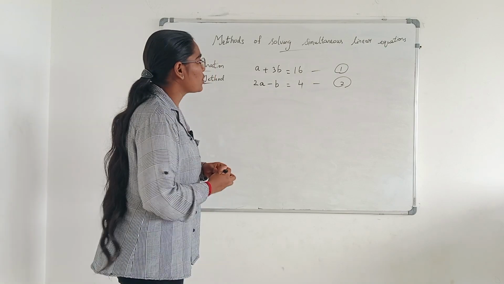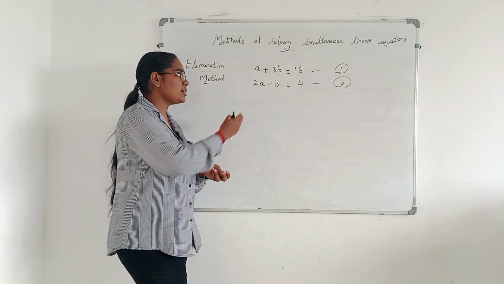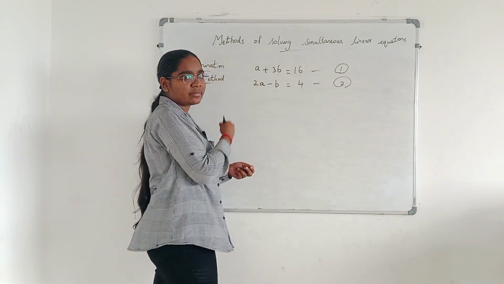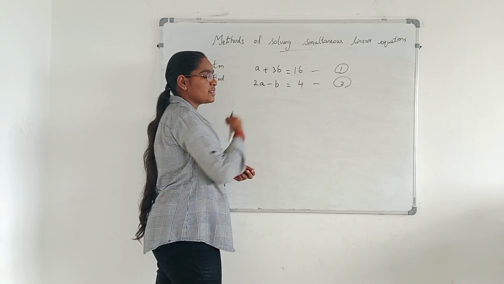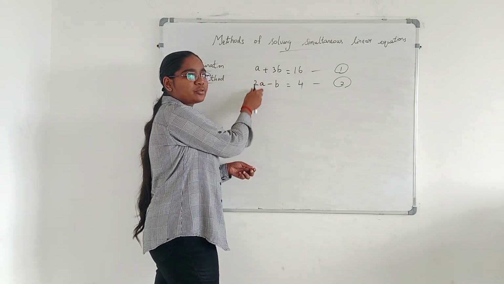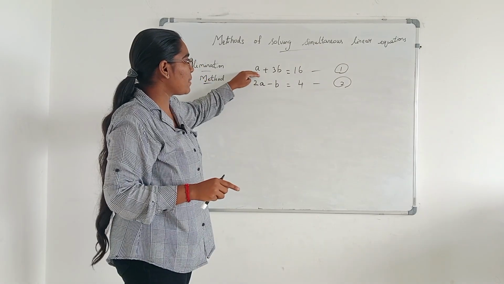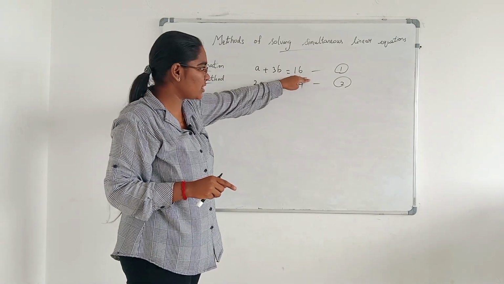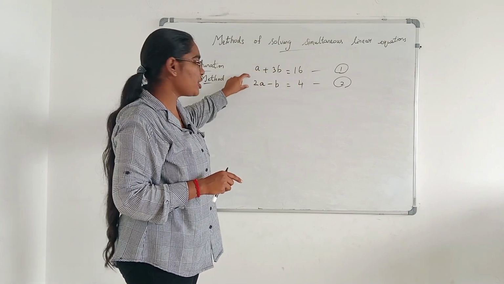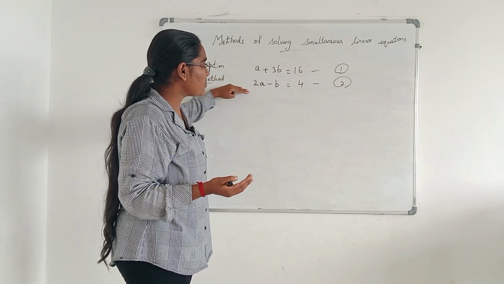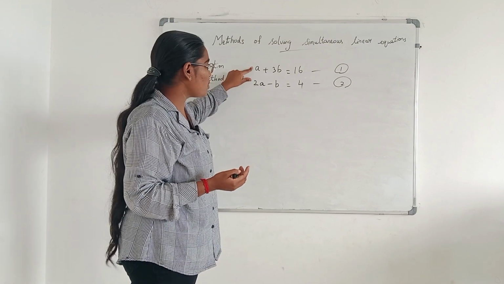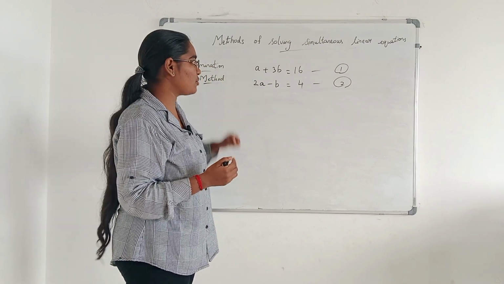So how can you do it? You can multiply or divide this equation by some number, or the other equation by some number, so that the terms of one variable become equal. For example, if I multiply equation 1 by 2, I will get 2A here and 2A here. Or otherwise, if I divide this equation by 2, I will get A here and A here. Like that we have to approach.